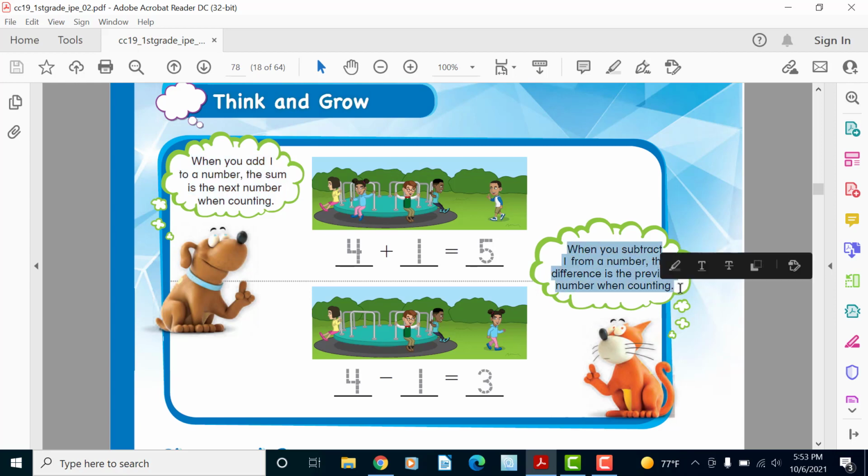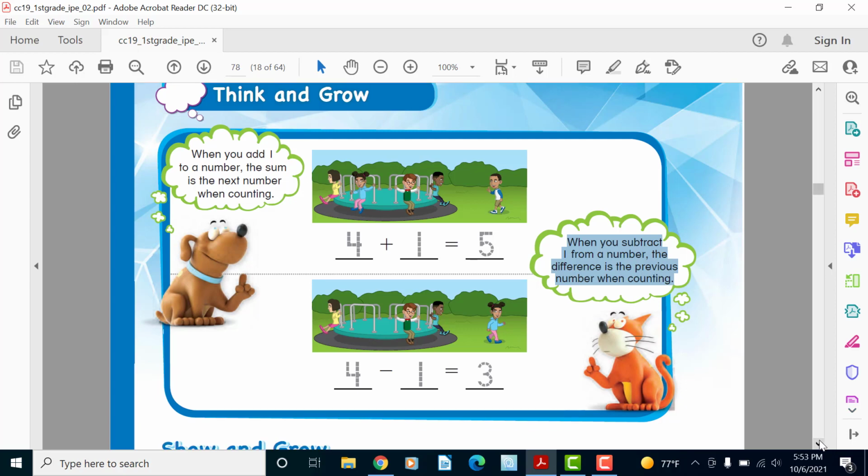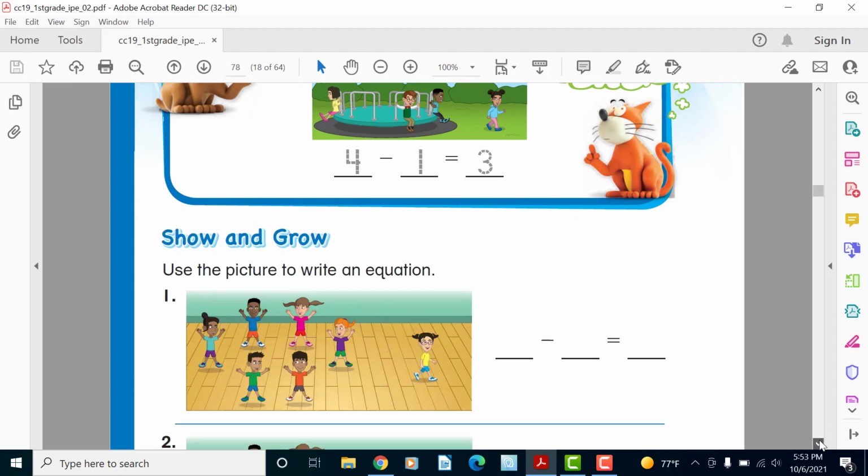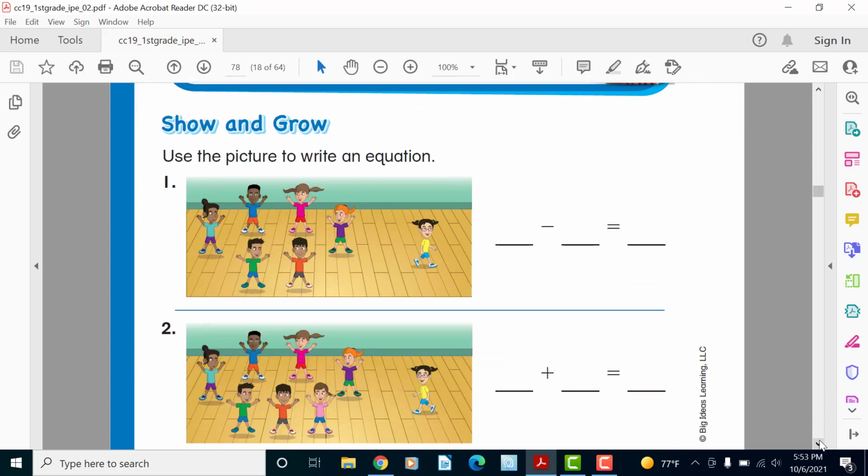When you subtract 1 from a number, the difference, and remember, difference is the answer you get when you subtract, is the previous number when counting. So here we're subtracting 1. So imagine we're counting backwards from 5. 5, 4, 3, 2, 1, right? So the number backward would go there. This is to get us started thinking about doing it on a number line.